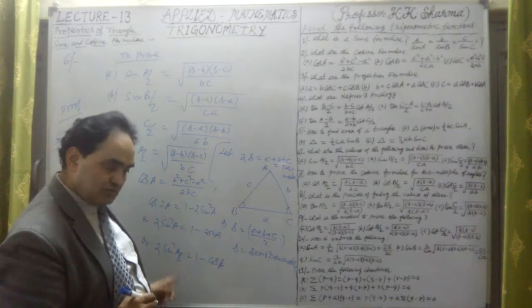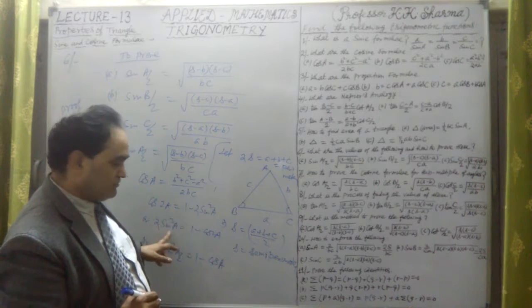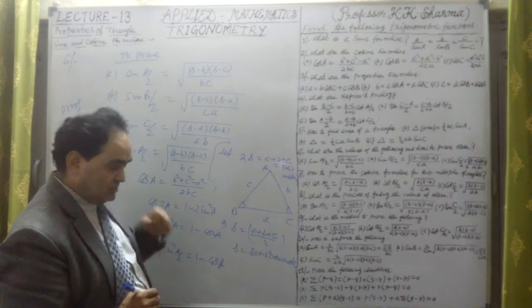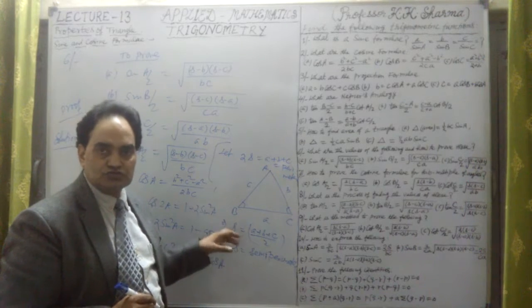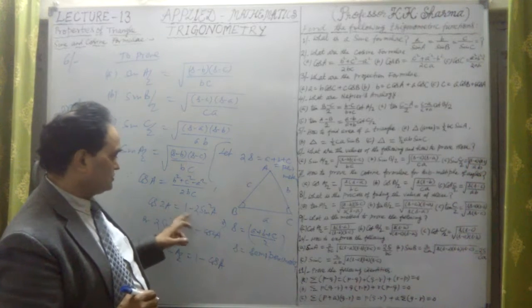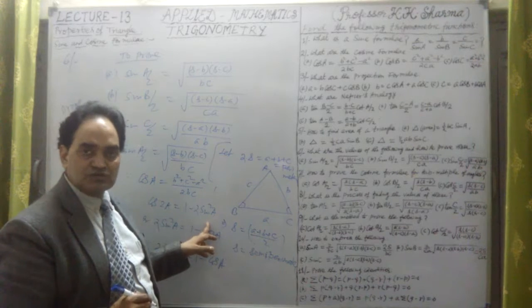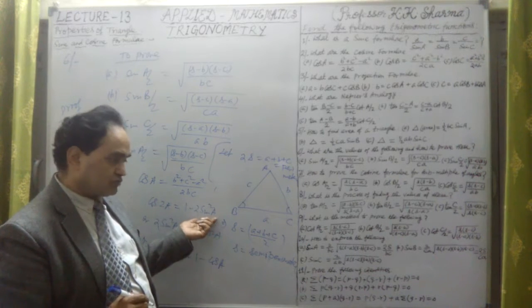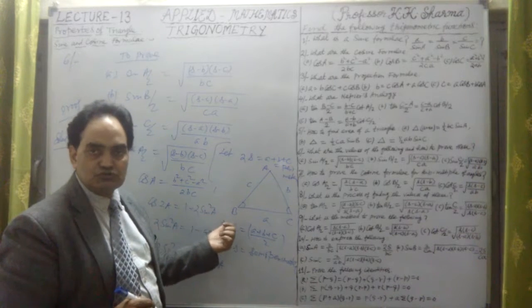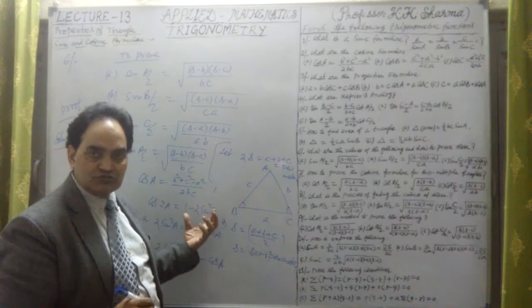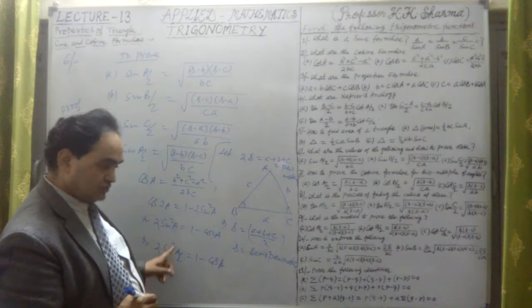2 sine square a by 2. Because if it is 2 sine square a only, the angle is single, then it is 1 minus cos twice of a, because cos 2a, we know, is equal to 1 minus 2 sine square a. Take note, 2 sine square a to the left side, this will be equal to 1 minus cos 2a. 1 minus cos 2a is 2 sine square a, or 2 sine square a by 2.